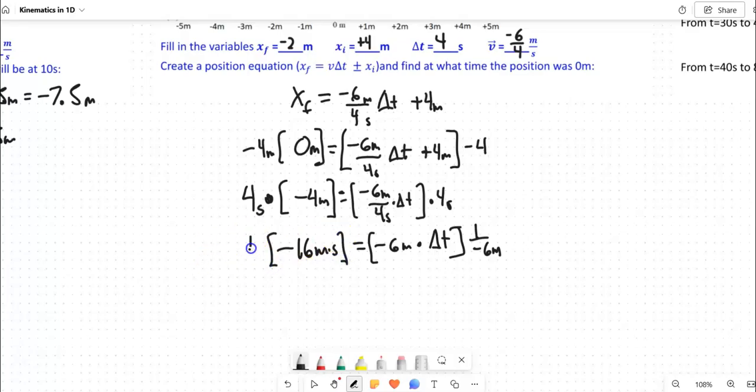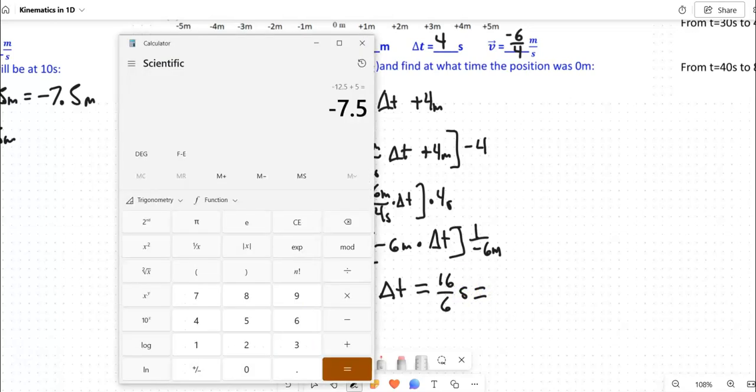So we're going to multiply both sides by 1 over negative 6 meters, or in other words, divide both sides by negative 6 meters, which is going to give us negative 16 meters times seconds over negative 6 meters, and that is going to be equal to delta t. Okay, so negative over negative is a positive. The meters is going to cancel out. The time is going to cancel out. So what we're going to be left with is 16 divided by 6 seconds. And so that will be its actual position.